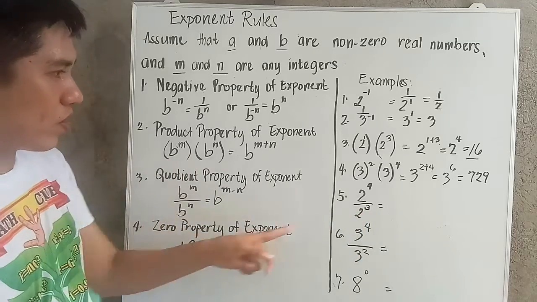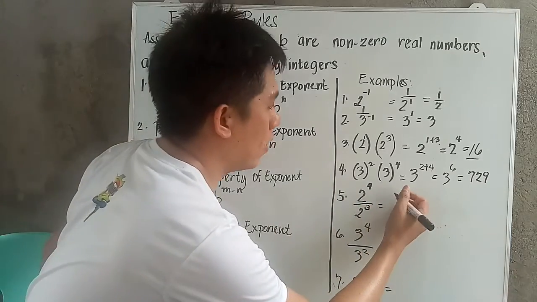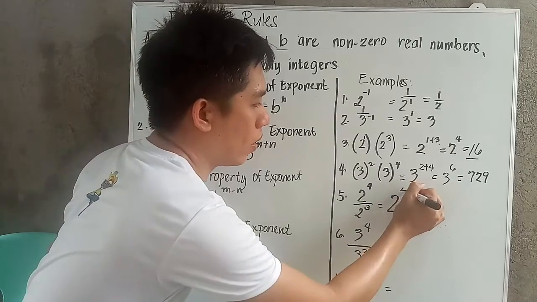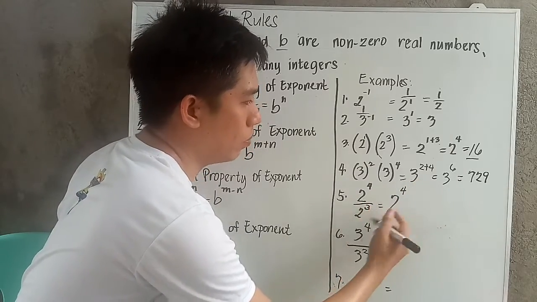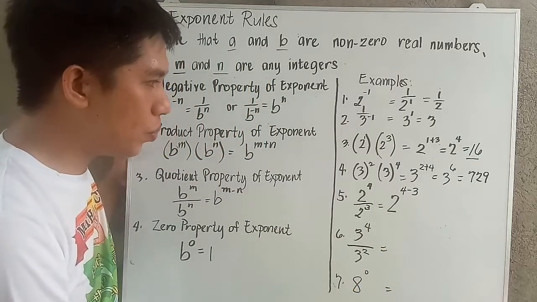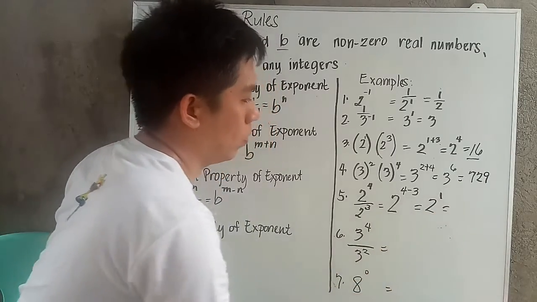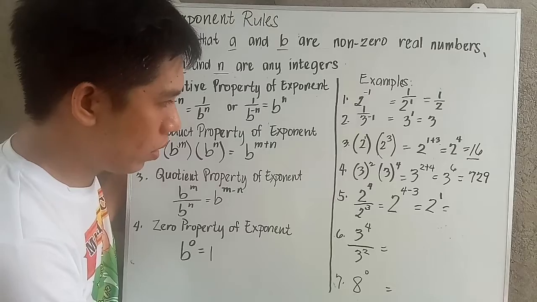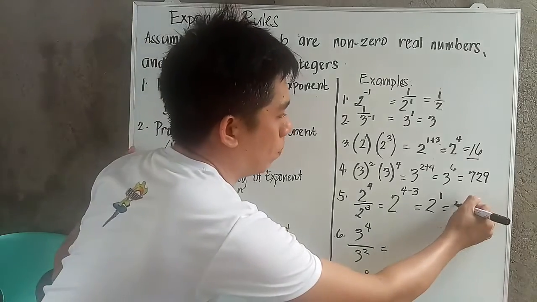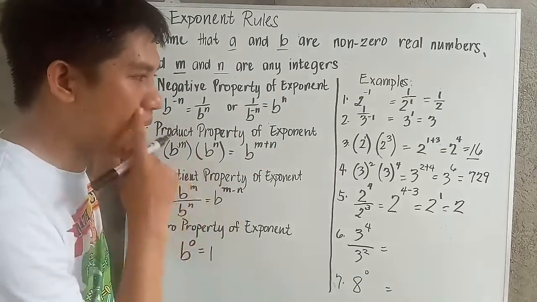So for example here, our b is 2, our m is 4, and our n is 3. So to solve this, since they have the same base, all we have to do is to copy the 2, then we will subtract the exponent below in the denominator from the exponent on the numerator. So 2 raised to the power of 4 minus 3, that is equal to 2 raised to the power of 1, or that is equal to 2. Okay, so that would be the answer. We have 2.